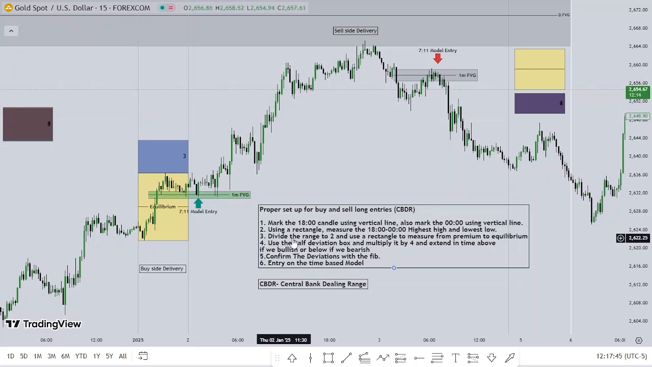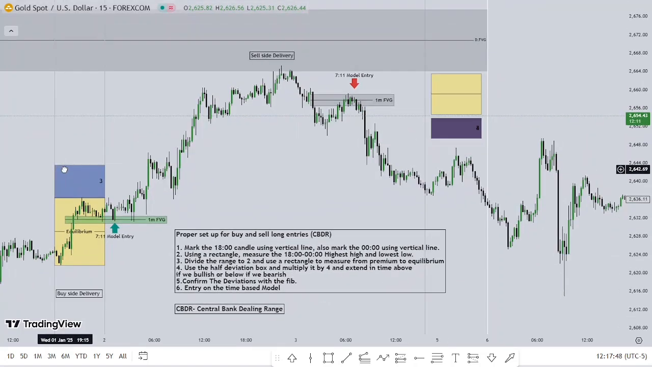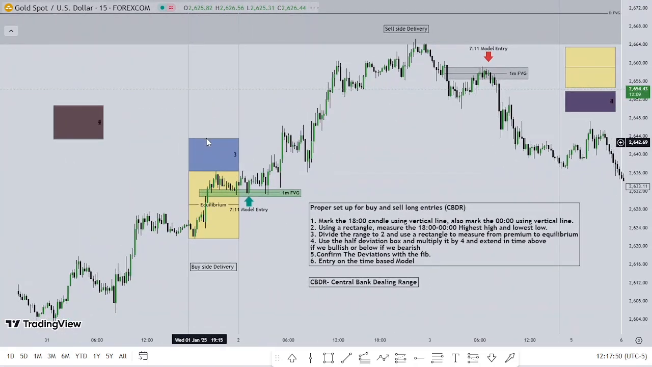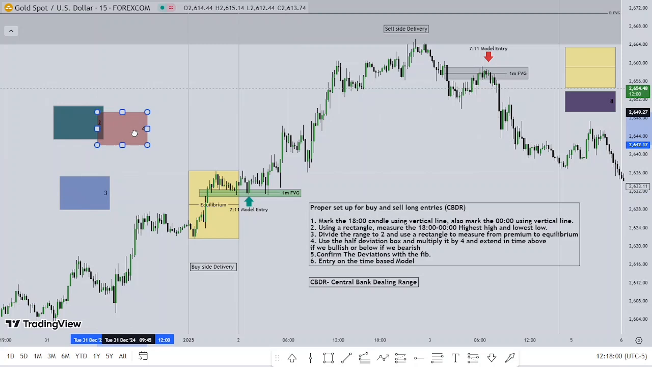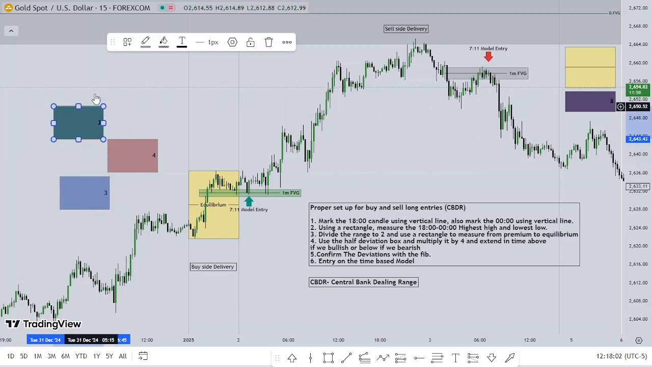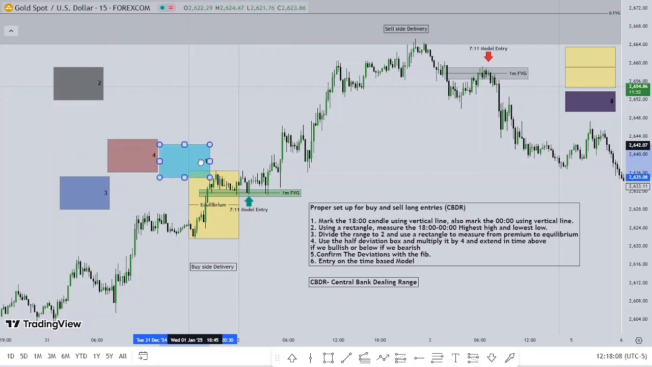So here it is. Oh no, this is the wrong number. Let me get the right box for this. I think this is it. No, this is 4. This is 2. Here is 1. Yeah, so here it is. Same range here. Then step number 4, use the half deviation box to multiply it by 4 and extend in time above if bullish or below if we're bearish.